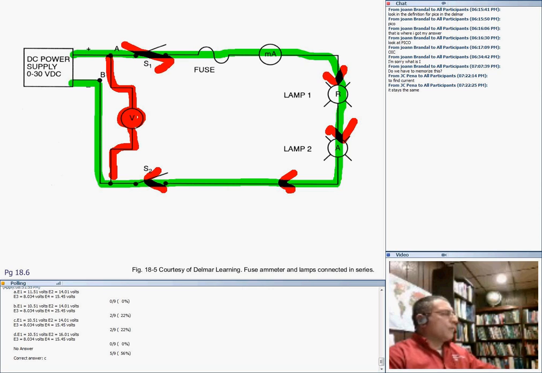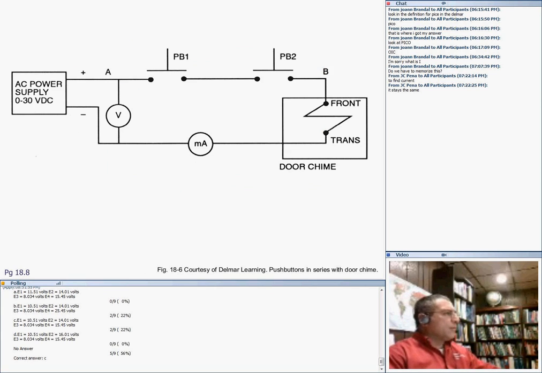Either switch 1 or switch 2 or both will kill the circuit. So we did some analysis on that one. Here's another circuit, guys. The same way, in order for the circuit to move, you have to close push button 1 and close push button 2, and then the circuit will move.